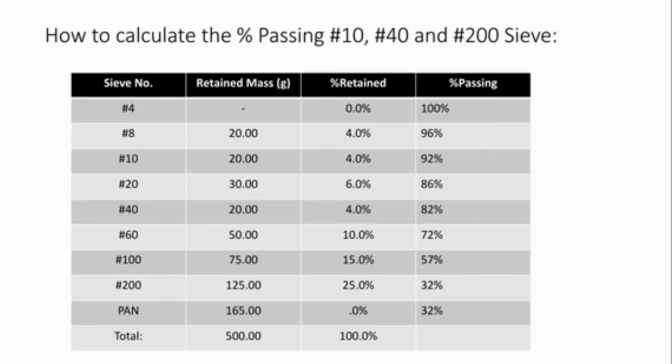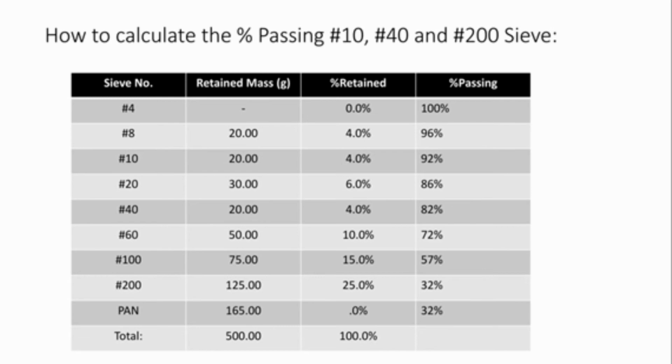So next, how to calculate the percent passing number 10, 40, and 200 sieve. So here is the table of sieve numbers 4, 8, 10, 20, 40, number 100, number 200. So we are looking for number 10, number 40, and number 200 sieve. In this table, it is given already the sieve, the retained mass, and the percent retained. So we are now calculating the percent passing.